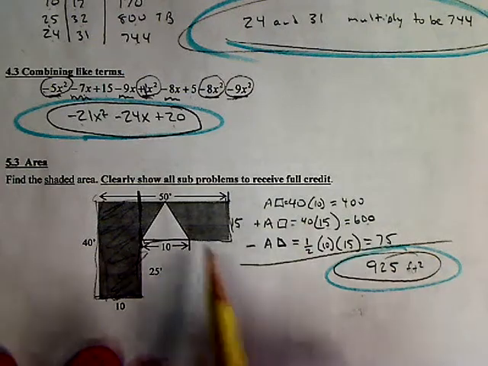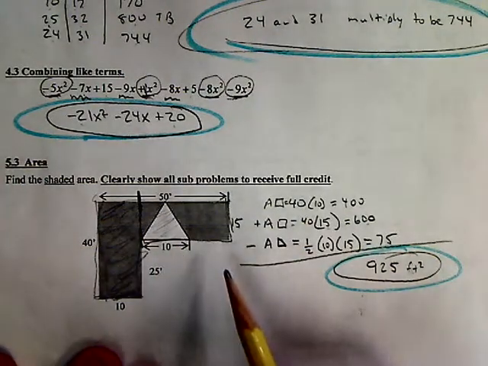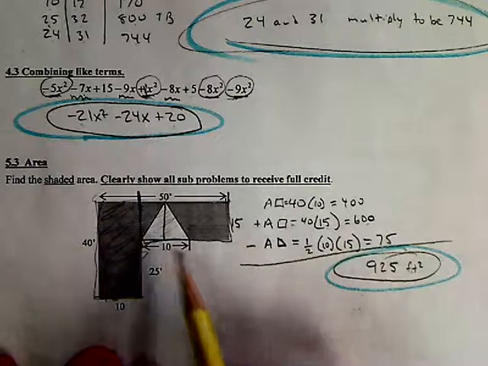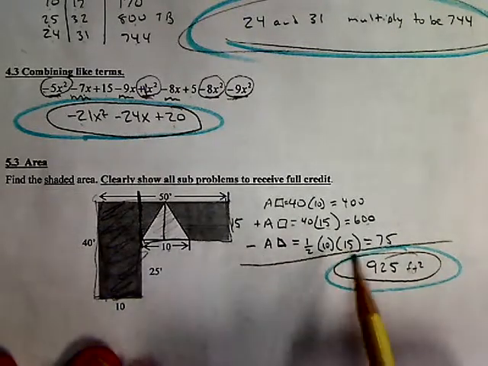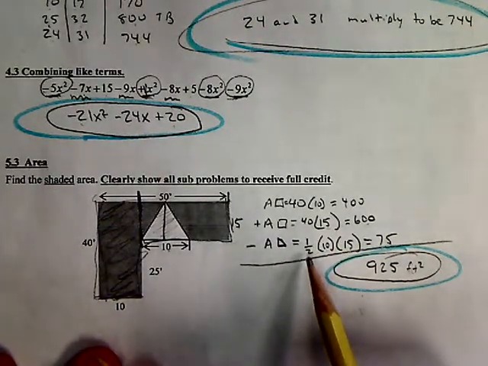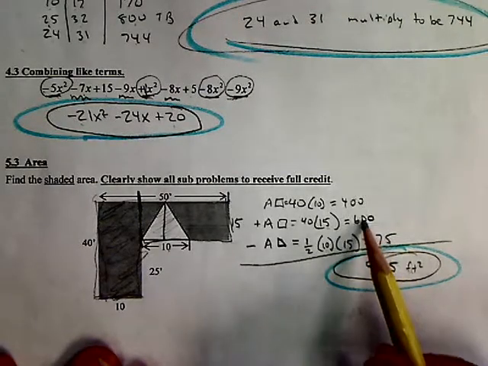Multiplying, 600. I just have to subtract out this triangle. Well, it's 15 tall. 10 is the base, times a half. 1/2 base times height is the area of a triangle. Add them, subtract.